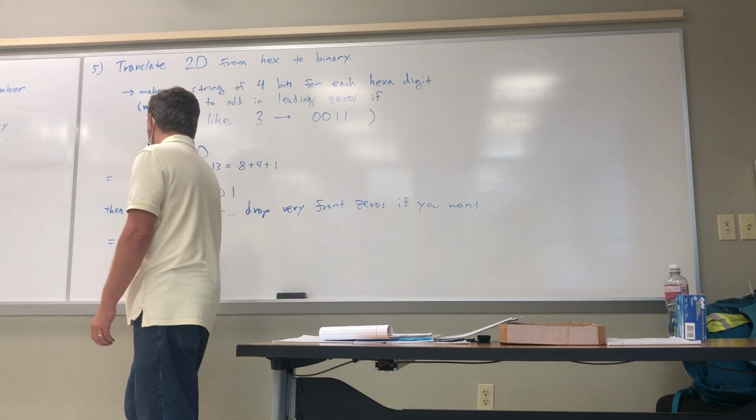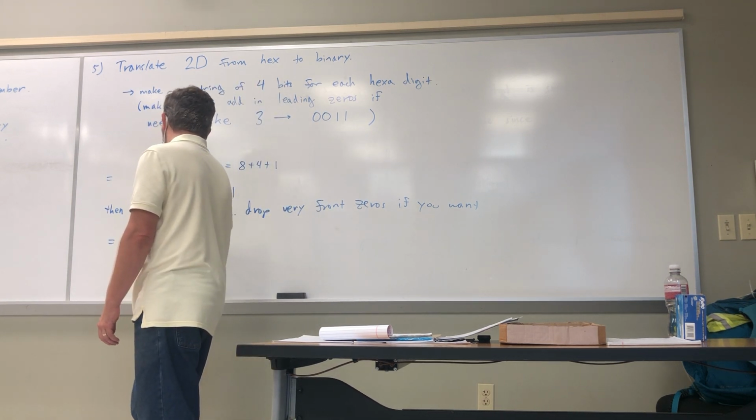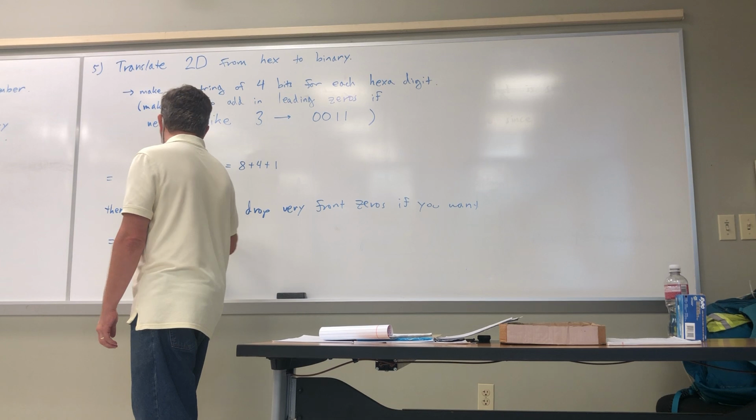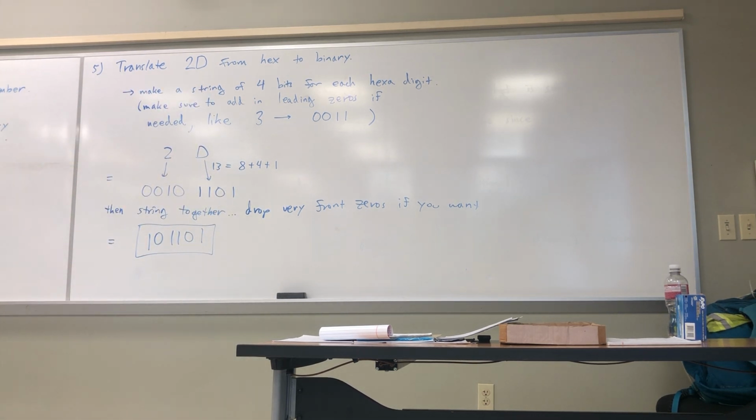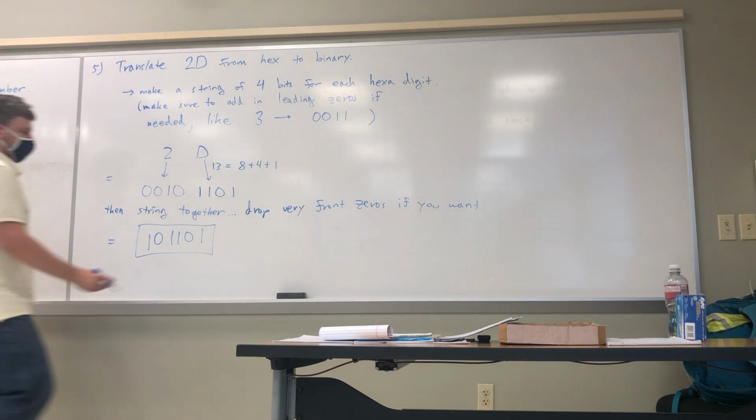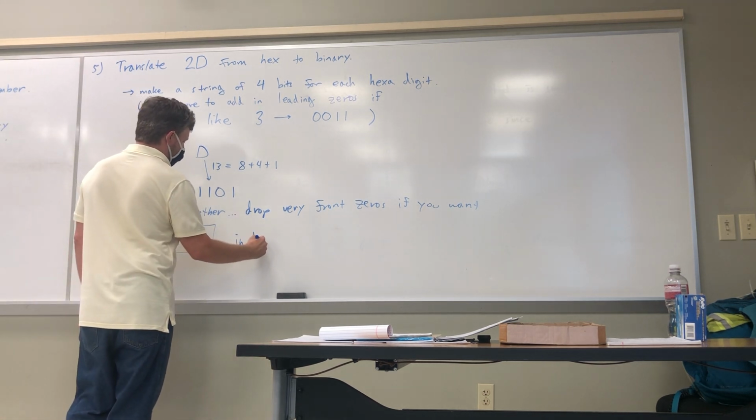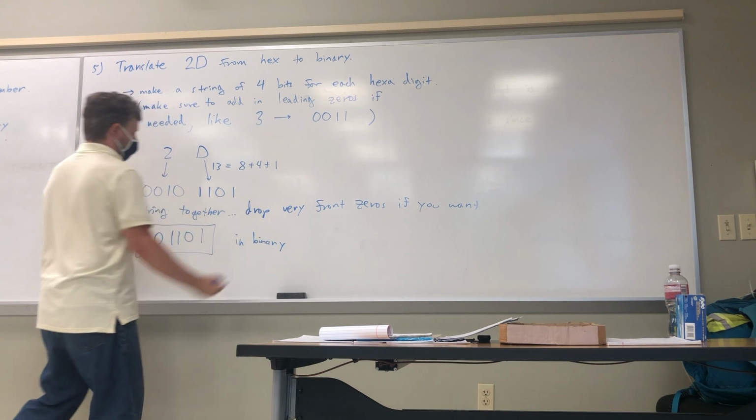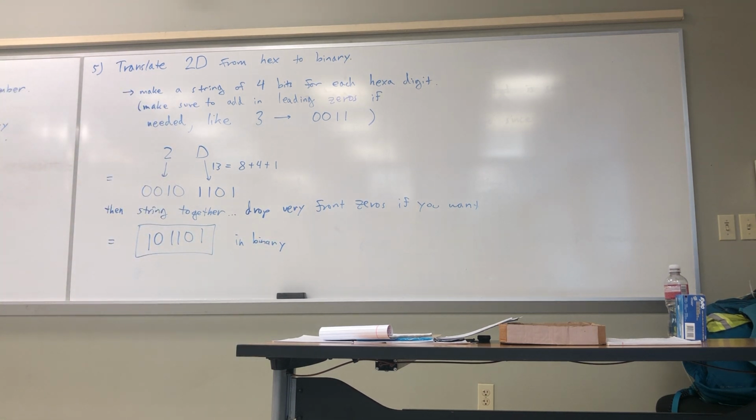So it'll be 1, 0, 1, 1, 0, 1. So that's 2D from hex in binary. All right. So I should double check that really gives me 45.